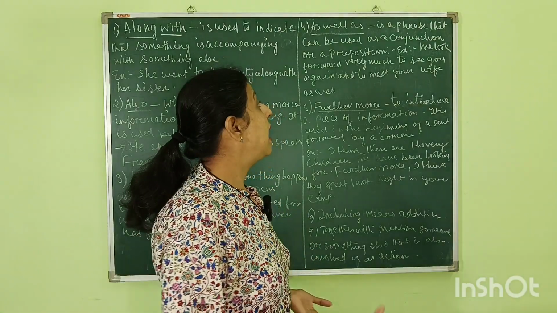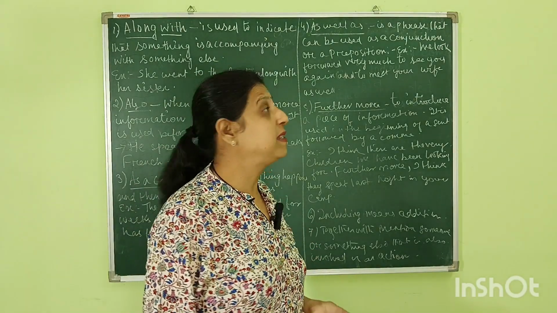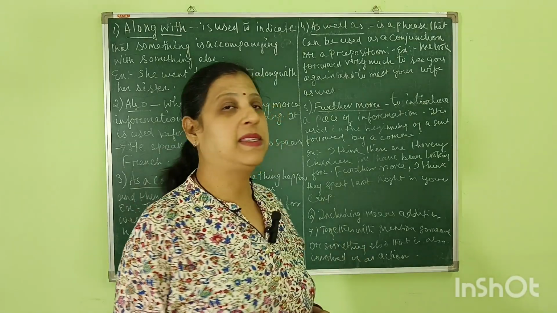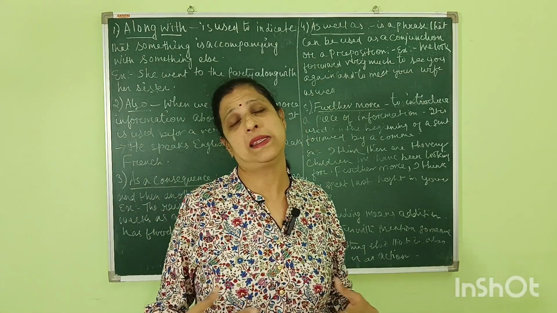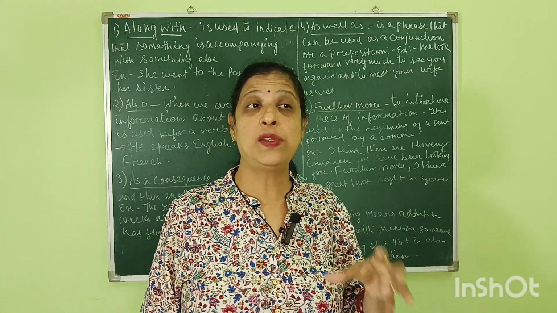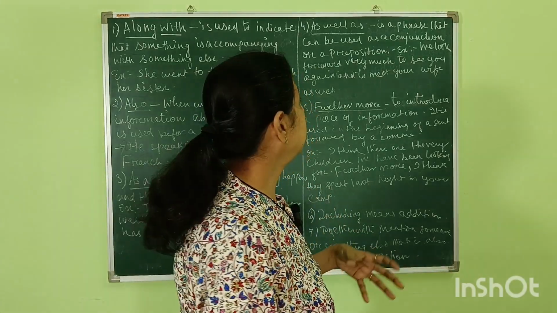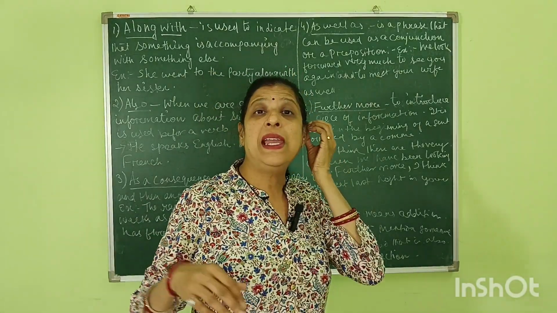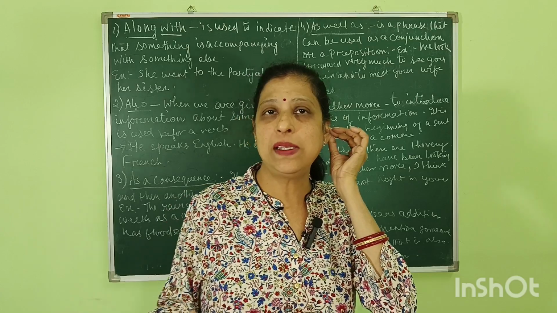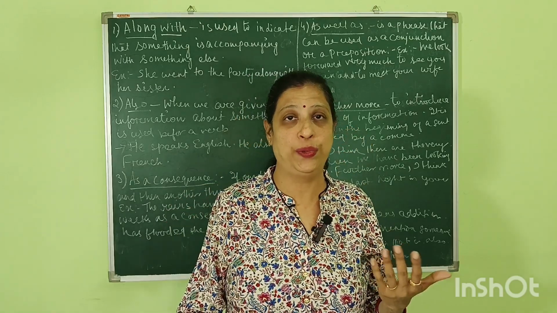Now, number 4, you can use as well as. As well as is a phrase that can be used as a conjunction also and as a preposition also. What is as well as? As well as means in addition to.